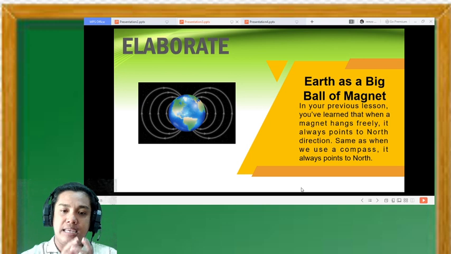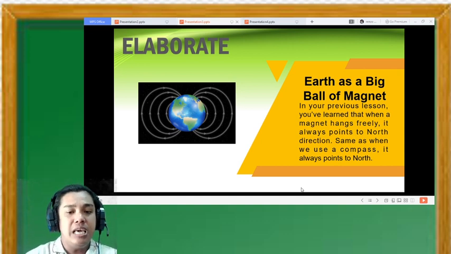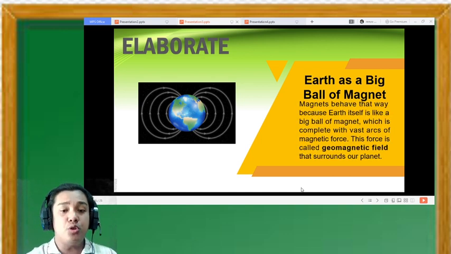Like the Earth, which we consider a big ball of magnet. In the previous lesson, you learned that when a magnet hangs freely, it always points to the north direction. The same is true when we use a compass; it always points to north.